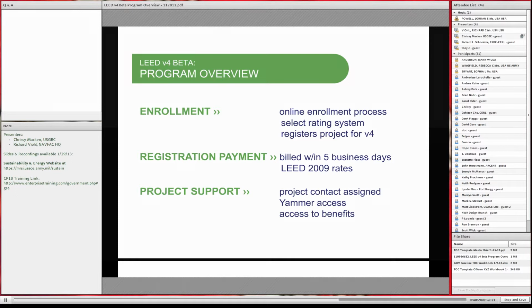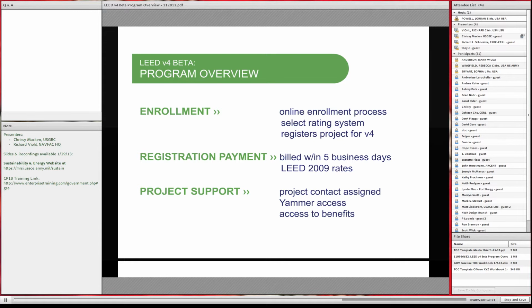So if you're interested in enrolling, we have an online enrollment process that is very similar to registering in LEED Online. We're looking for the same information, but it's a form that you fill out on a separate web page. You select your rating system that registers you. You're billed for registration at the LEED 2009 rates. You get a project contact assigned, and then you get access to our online network that's called Yammer.